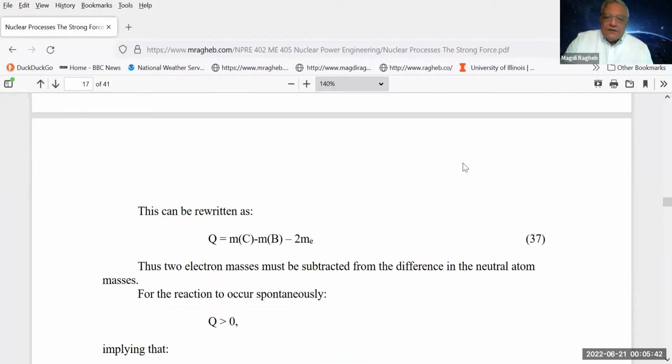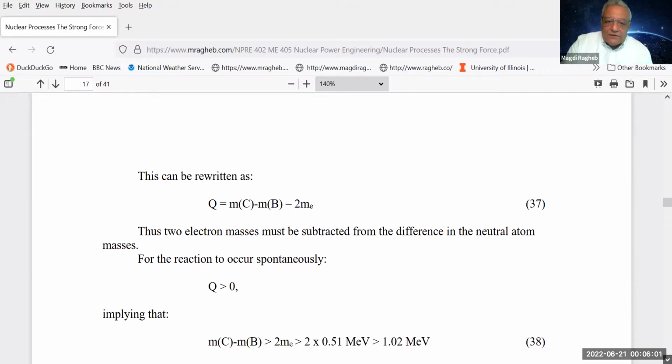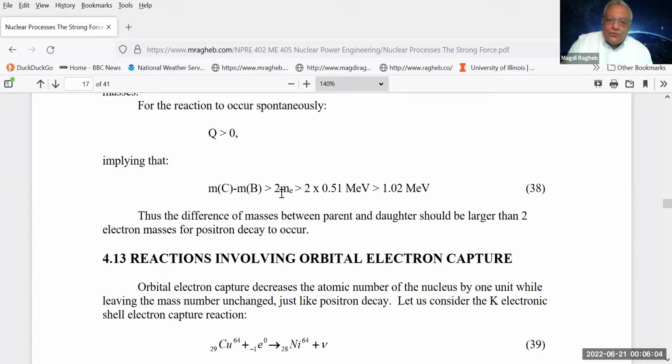atomic reactions. Notice that the reaction can be rewritten as the mass of the carbon minus the mass of the boron minus the mass of 2 electrons. So for that reaction to be positive, the Q value should be positive, and that implies that the mass difference should be larger than 2 electron masses. So for that reaction to occur, the difference in the masses of the particles should be larger than 1.02 million electron volt, which is the mass of 2 electrons.